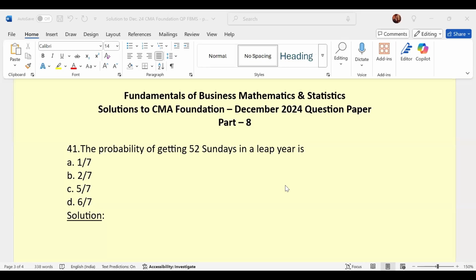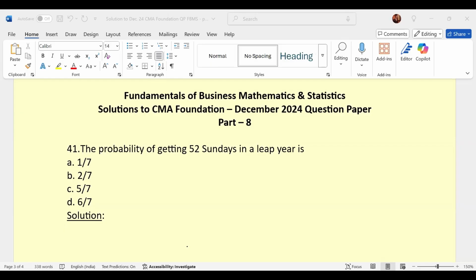Everyone, this is in continuation to solving of December 2024 question of CMA Foundation. Subject is Business Mathematics and Statistics. This is part 8. The probability of getting 52 Sundays in a leap year is what?